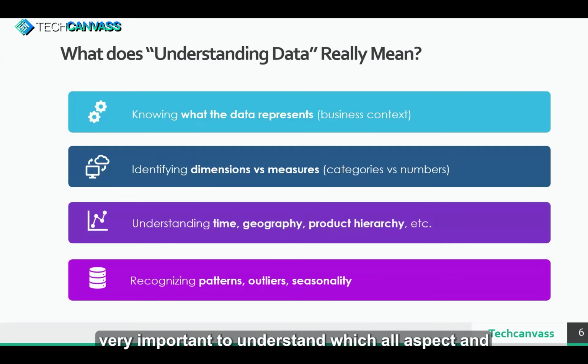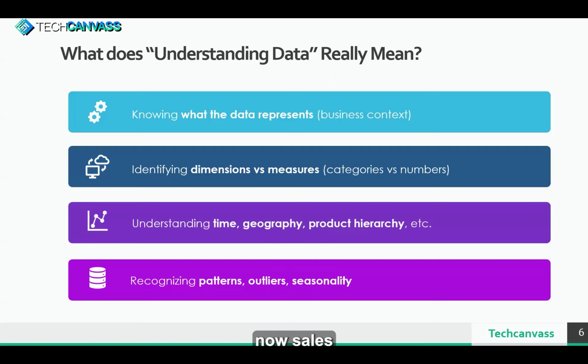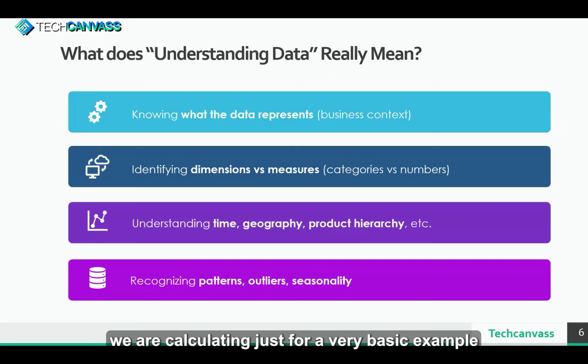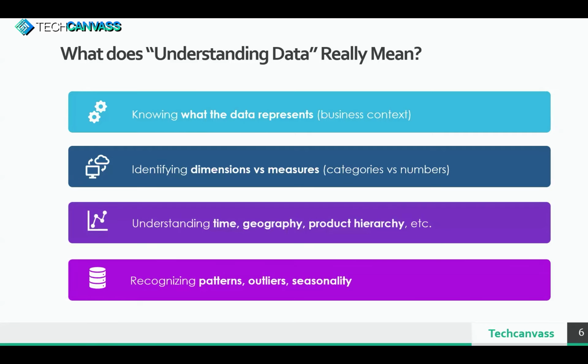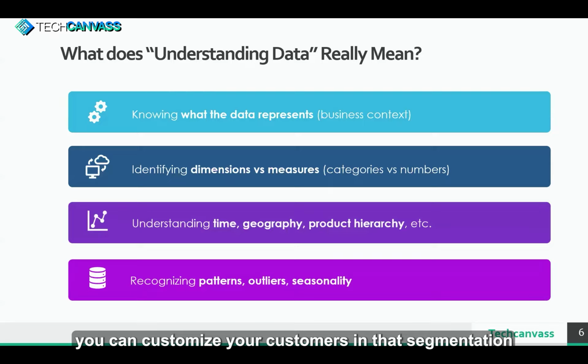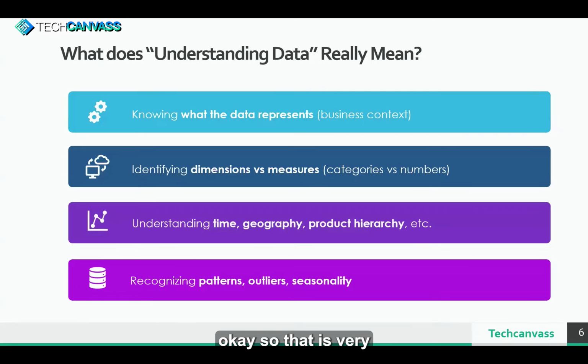It's very, very important to understand which aspect gives you what information, because measure is something which we wanted to calculate. Now sales we are calculating, just for a very basic example, we're showing the numbers. But if you represent it in a time dimension manner, and if you show it product category wise, who is the supplier, who is the customer, who is giving us more sales, driving us more sales, you can consider them, you can customize your customers and that segmentation. Okay. So that is very, very important, and your dimensions and measures will give you categories versus the numbers.